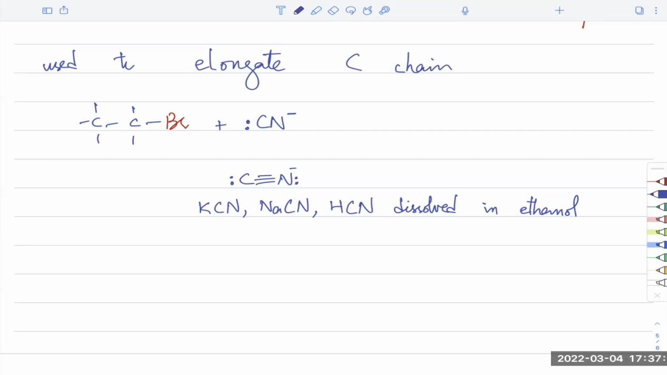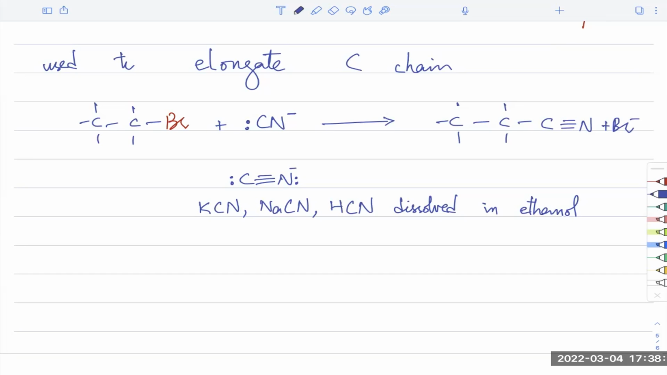This cyanide ion comes in, does nucleophilic substitution. We have studied nucleophilic substitution yesterday. So हमारे पास bromide की जगह पर cyanide आ जाता है, and the bromide goes out. And of course, if you're using KCN, it will produce KBr. If you're using HCN, it will produce HBr. If you're using NaCN, it will produce NaBr as a byproduct.